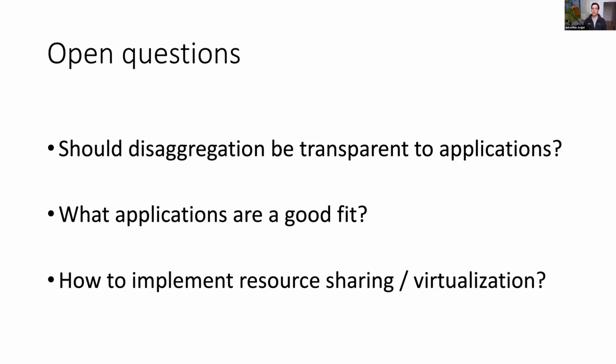Finally, how do we implement resource sharing and virtualization? So if we want to run multiple tenants on this architecture, how should we enforce that? Should each resource have its own manager that enforces isolation across different users? Or should isolation be enforced by the network itself, since everything is going through the network? So these are questions that we're still sort of looking into to try to get a better understanding of what the future is going to look like.